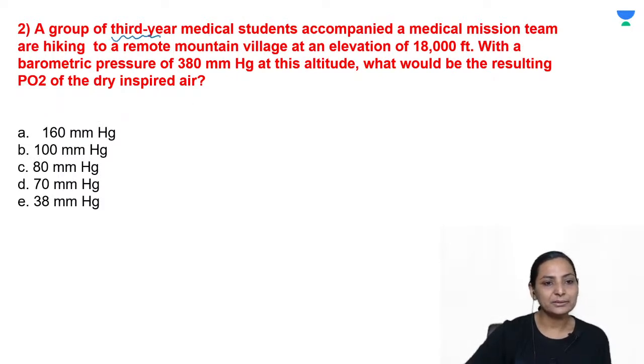A group of third-year medical students are accompanying a medical mission and they are going mountain hiking at a remote mountain village at an elevation of 18,000 feet, with a barometric pressure of 380. What would be the resulting partial pressure of oxygen of the dry inspired air? You have to be very particular. The question asked is dry inspired air, right? 160, 100, 80, 70 or 38? So who would like to make a try?